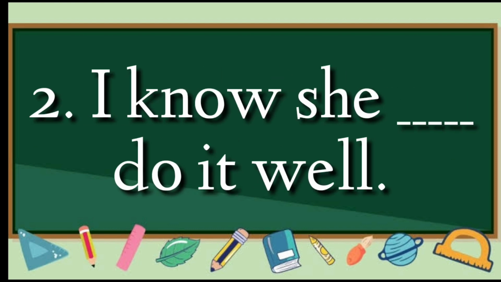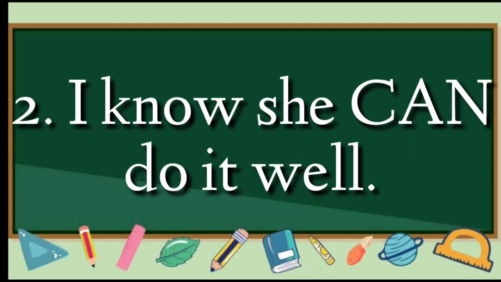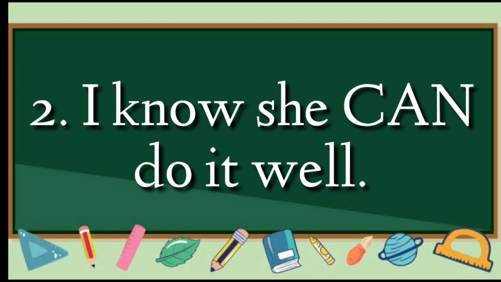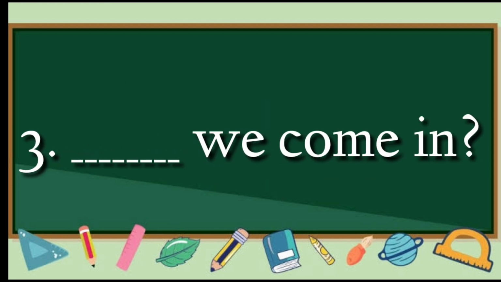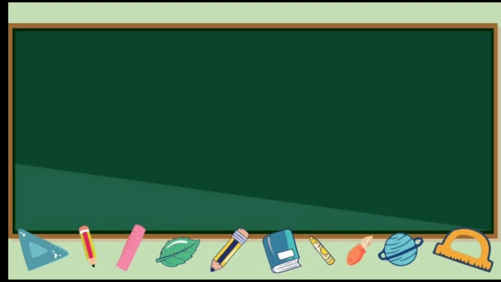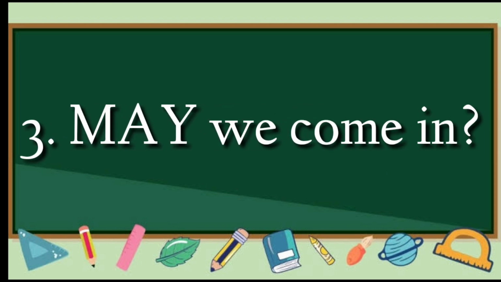For number 2, the correct answer is can, because it indicates an ability of a person to do an action. For number 3, blank we come in, the correct answer is may, because it is asking permission before doing an action.